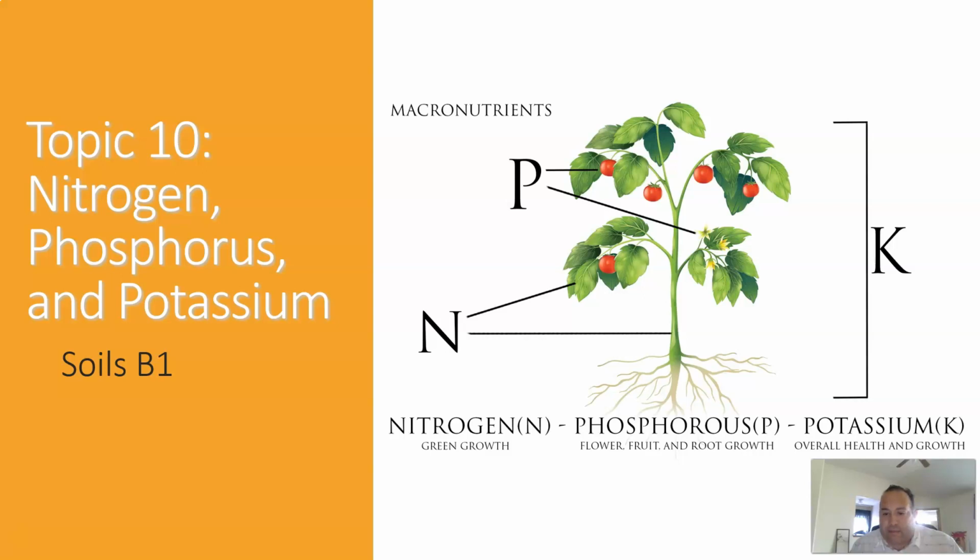I like this picture that we used. Nitrogen, we can see that in our green growth. Phosphorus, we can see that in our flower, fruit, and root growth, and potassium in our overall health. So we can kind of start to diagnose what the problems may be just simply based on looking at certain parts of the plant.